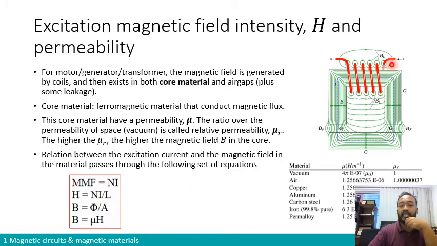H describes the excitation magnetic field, Ni over L. And the relation between B and H is basically B equals mu H, right? B equals mu H. Mu is the permeability of the material. So you multiply it with H, and you have the magnetic field inside the core. H is the magnetic field excitation by the coil. B is the magnetic field that is concentrated in the core.